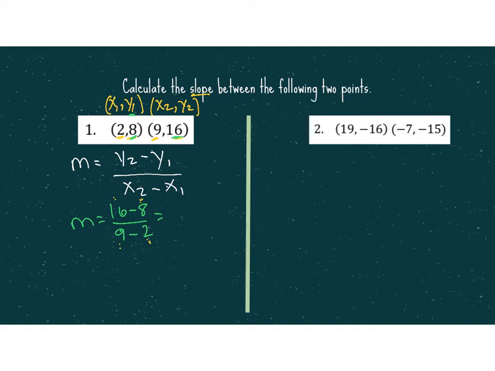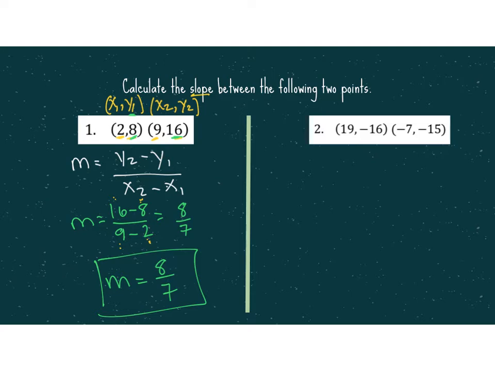All right, so if I take care of that, 16 minus 8 is 8, and 9 minus 2 is 7. So my slope is 8 over 7. 8 over 7 is an improper fraction, but that's okay. We're going to leave it that way. The other thing about 8 over 7 is that it doesn't have any like terms. You can't reduce it. It's not like 8 over 4 where they can be divided. So I'm just going to leave it like that. That's my slope. All right, let's try it again.